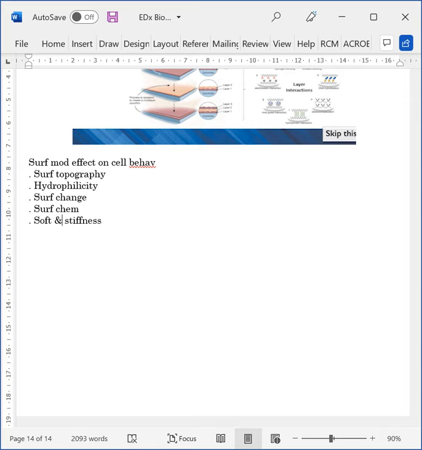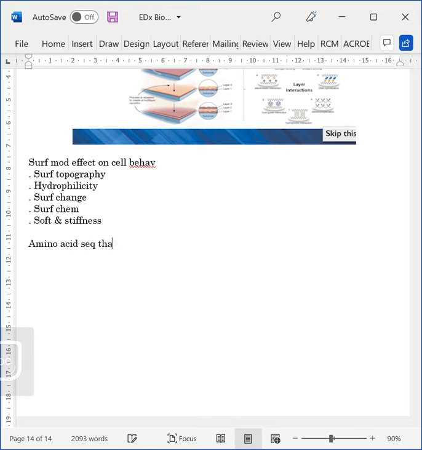One very common example is RGD. RGD is an amino acid sequence of arginine, glycine, and aspartate, which allows us to really mimic the extracellular matrix and then trigger the cell attachment.